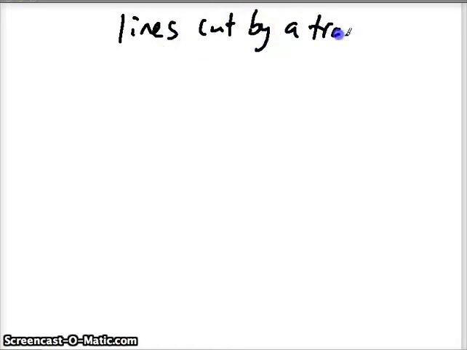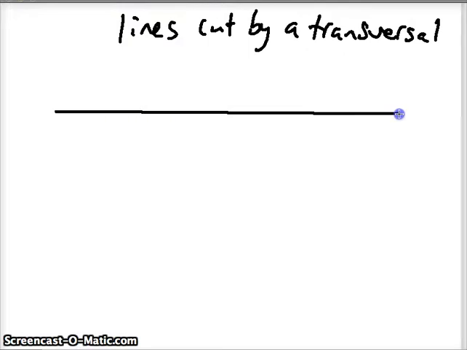In this video, I'm going to explain a couple new angle types. It's going to be about 5 new angle types, and they are going to happen because of what's called lines cut by a transversal. It sounds complicated, but really the title isn't all that much.